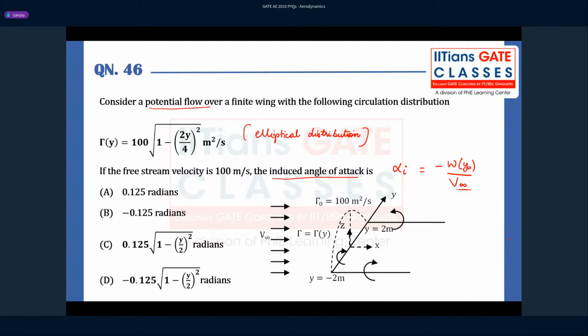So from the options itself, you can see option C and D are not correct, right? Because they are not constants. So now we are left with A and B, right? So we have to decide between the sign. Okay, so let's now see that.